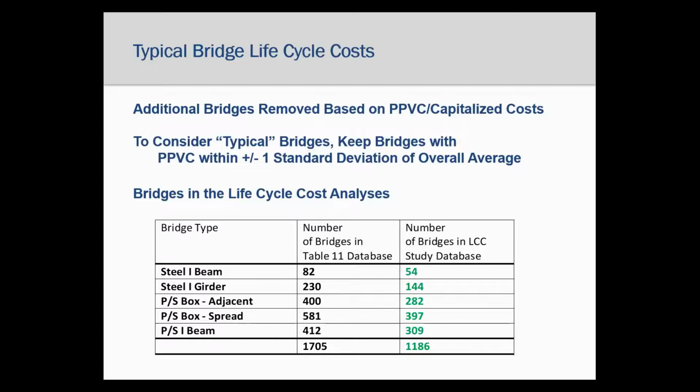To further make sure the study compared typical bridges for the 5 types of bridges, those that had capitalized costs outside of 1 standard deviation from the mean of the bridge type were removed. This is one of those statistical things. This left almost 1,200 bridges of the 5 different types that were used to study the results. Now I can tell you, because I did the study, that removing those bridges didn't change the results in any way.